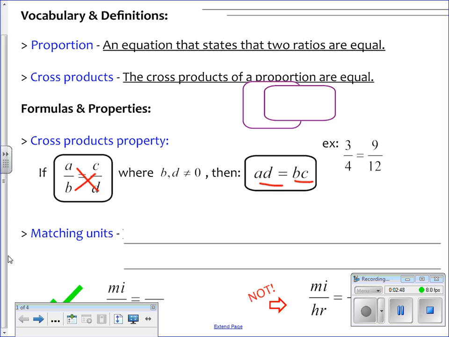So, for example, 3/4 is equal to 9/12. The cross product says that 3 times 12 is equal to 4 times 9. And 3 times 12 is 36. 4 times 9 is 36. Cross product will allow you to solve any proportion very easily. That is how you're going to solve almost all of them today.